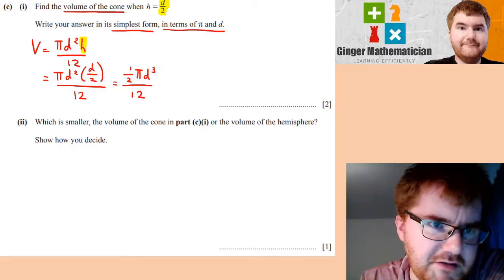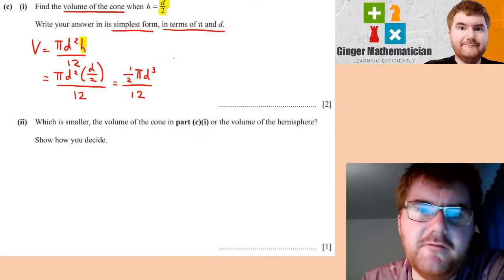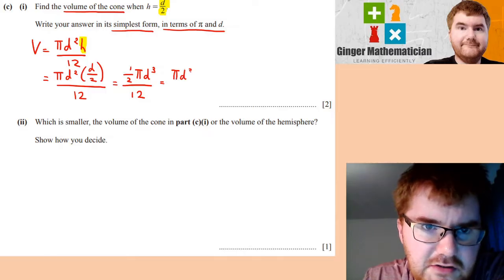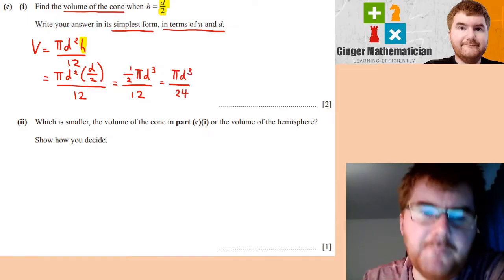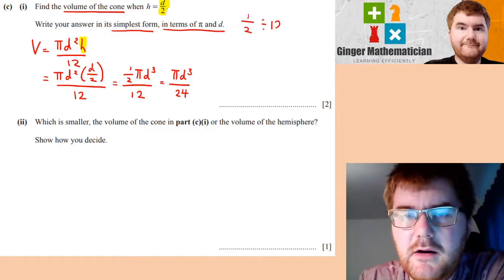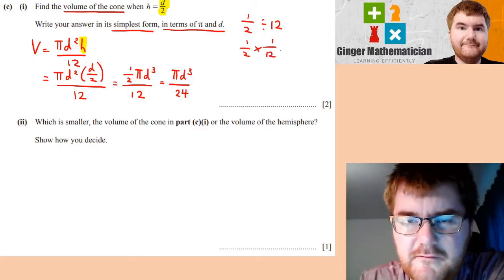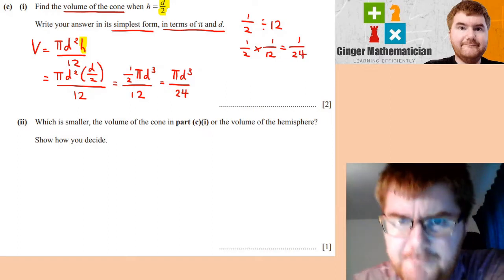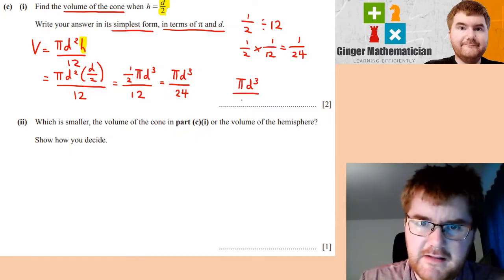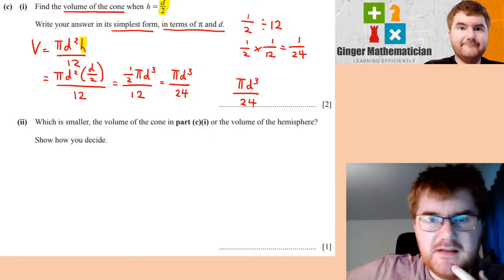Okay, so I brought the half to the front. d squared times d is d cubed. And if you do a half divided by 12, that's the same as dividing by 24. So then we get pi d cubed over 24. If you're not sure about that step there, have a think, what a half, if you divide that by 12, well, that's the same as doing a half times 1 over 12, and that's equal to 1 over 24. So it's really useful to have those fraction skills at the ready so you can simplify in the way that they want you to. So we get our answer here of pi d cubed over 24.